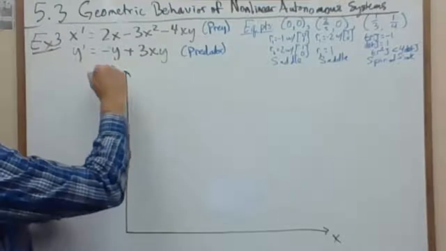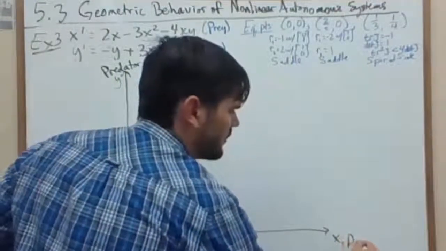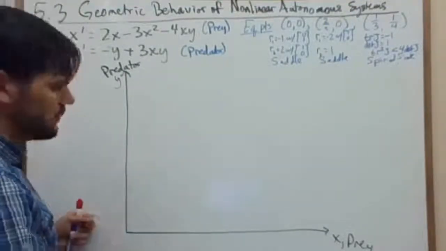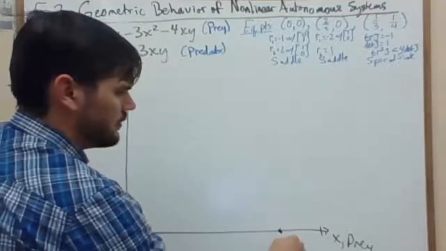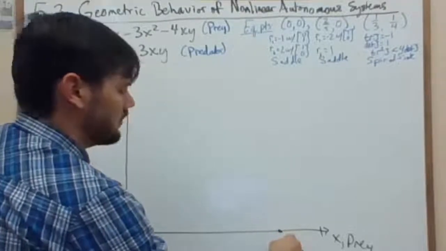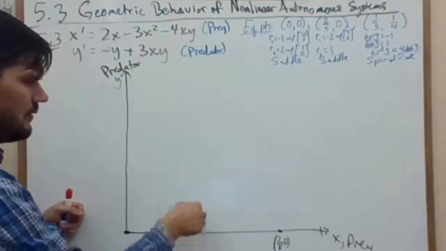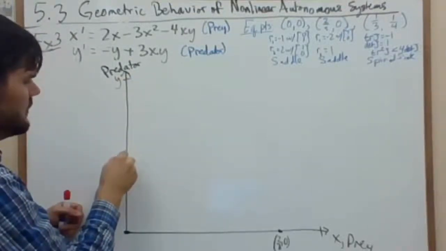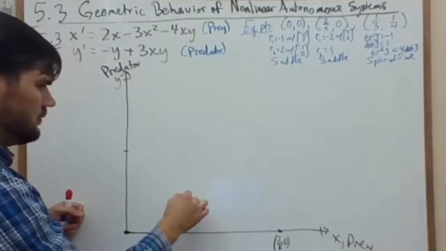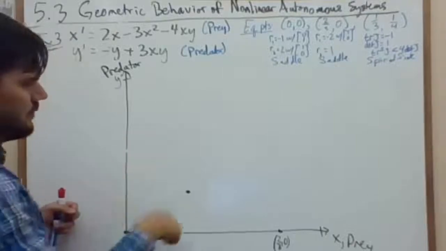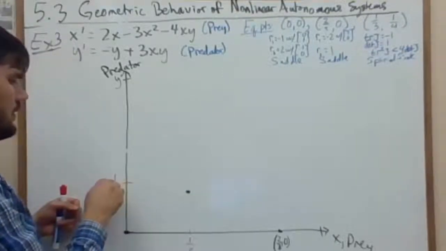So we have the predator population on the y-axis. That's our y. X is the prey population. We have three equilibrium points, (0, 0). We'll go out to 1 here. So 2/3. And then 1/3 and 1/4. So here, let's mark y as 1, 1/2, and 1/4. So there is our 1/3 and 1/4 mark.